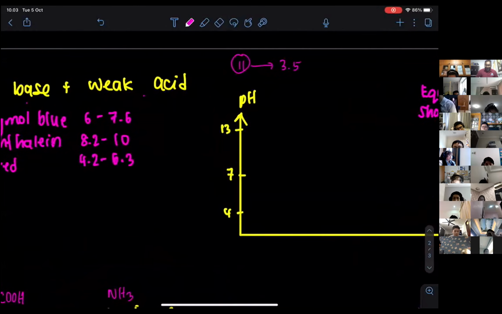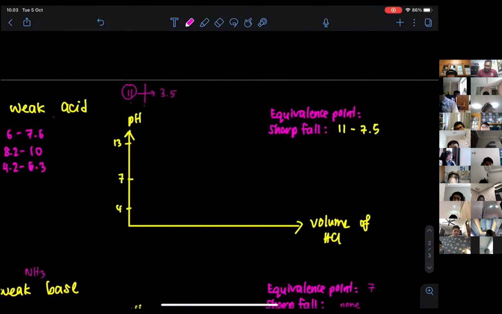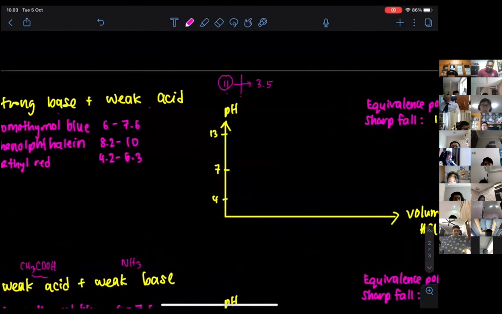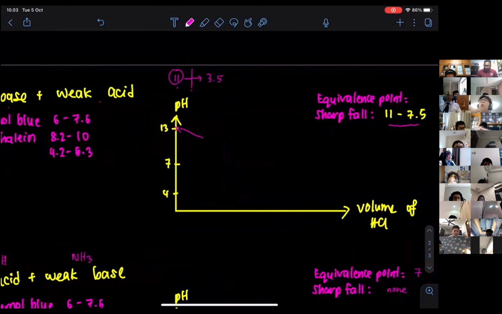So take half of it, somewhere 7 to 11. So the sharp fall will be 11 to 7.5. If I want to sketch the graph, you see it's a strong base. If it is strong base, you start with 13 and it's supposed to go down. And then what is the sharp fall? I told you it will be from 11 to 7, something like that. So maybe at 11, sharp fall all the way to 7, and then they come over here.